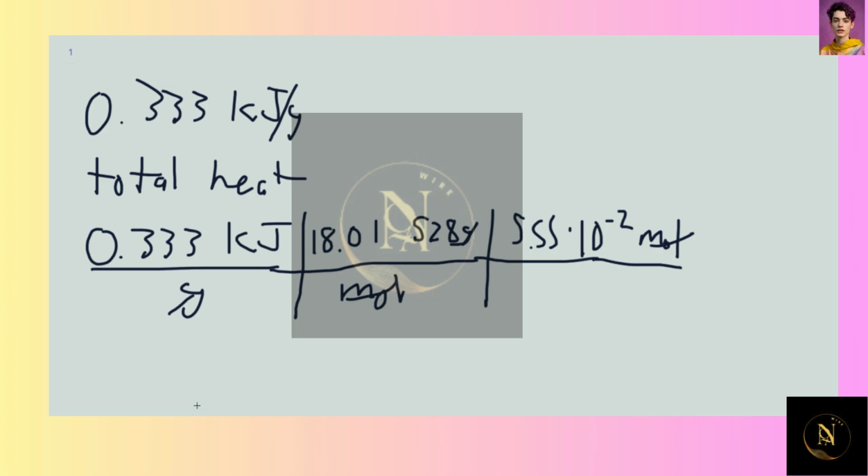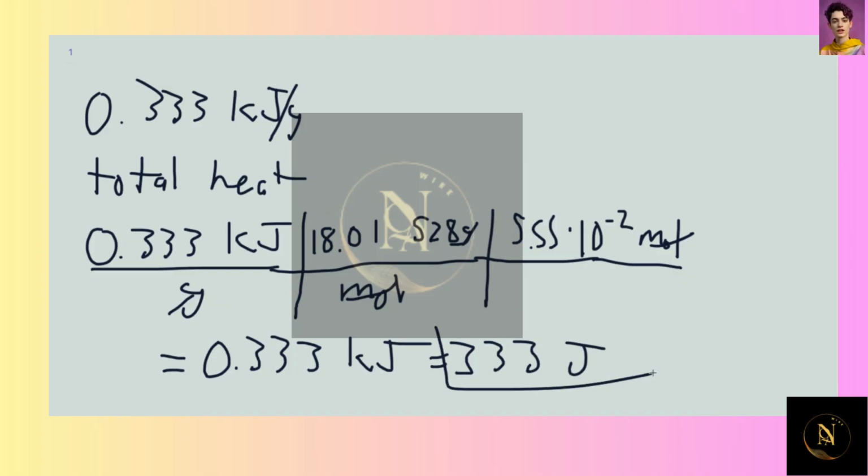So we can cancel these moles and find out that our total heat required is 0.333 kilojoules, or 333 joules, which is just multiplying that by 1,000. And this is what we'll want for later in the problem.